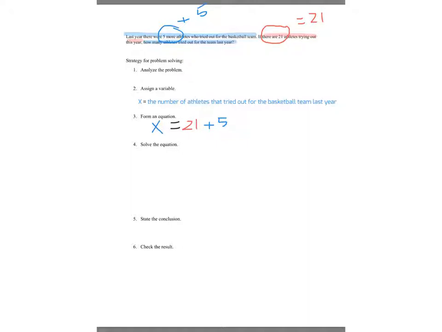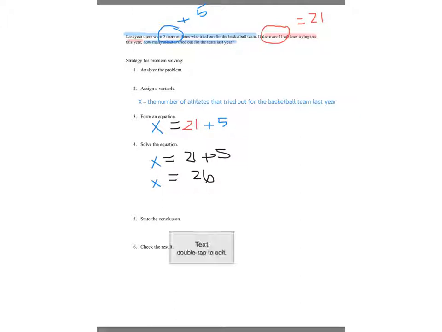So now let's go ahead and solve the equation. There isn't really much we can solve for this problem. All we really need to do is combine the like terms on the right hand side. So we have x is equal to 21 plus 5. That's again always starting off with the original equation. Then we're going to bring down the x because there's nothing we could do on that left side of that equal sign. However, on the right hand side, we can combine it and get 26. So that's going to be our solution. So x equals 26, and x represents the number of athletes that tried out for the basketball team last year.